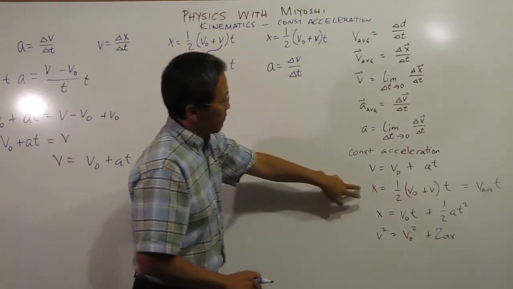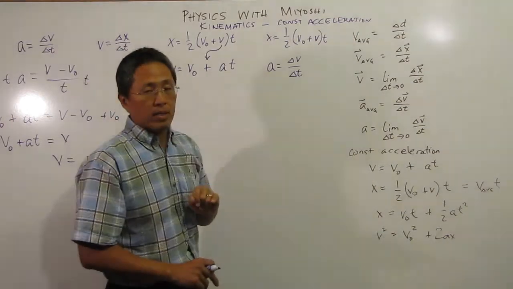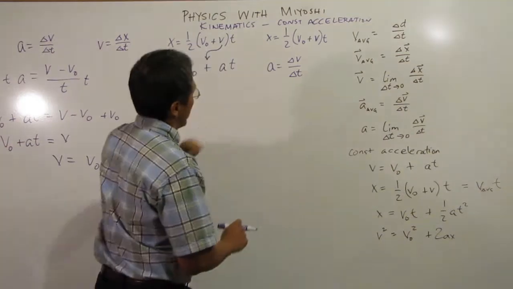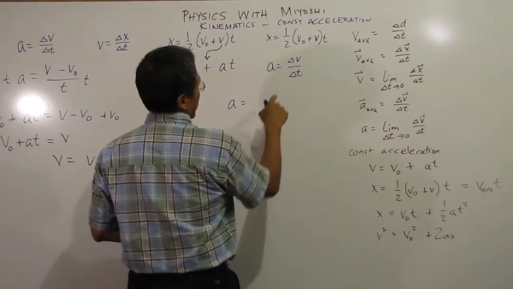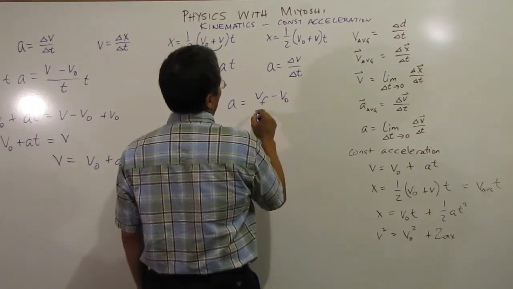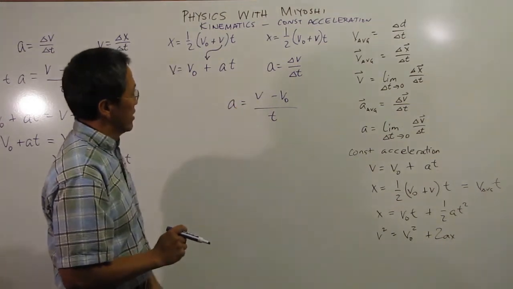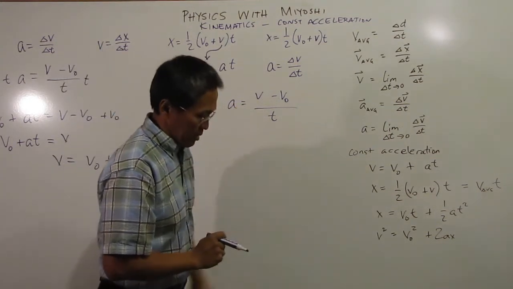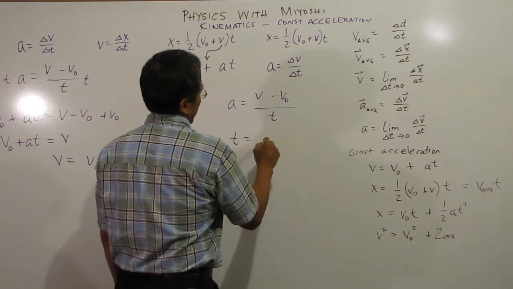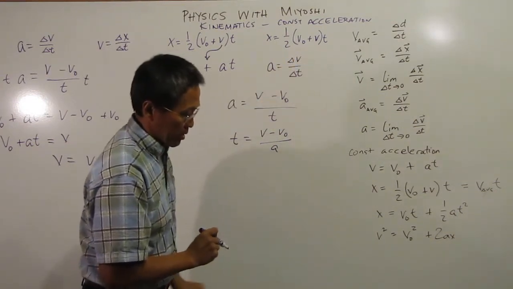So if I start out with this, x is 1/2 (v0 plus v) times t, and remembering that the acceleration is my change in velocity over change in time, I can now rearrange this. That is, acceleration is my v final minus v0 over t. And again, most people will just get rid of the f and just call that v. If I look at this, I can now rearrange that to solve for t, and then I just get t is (v minus v0) divided by a.